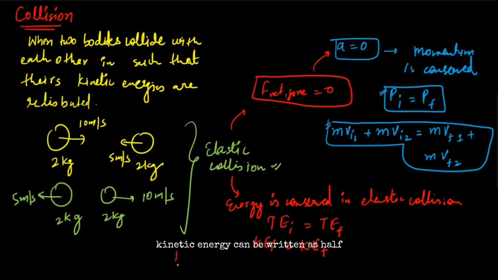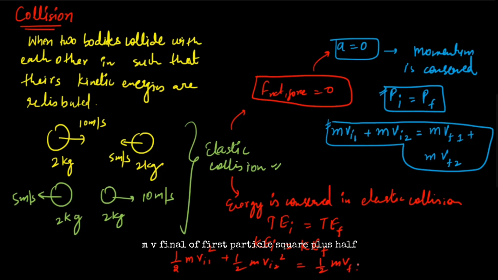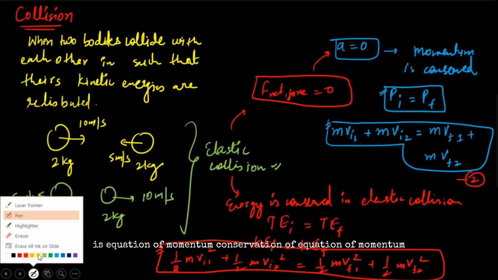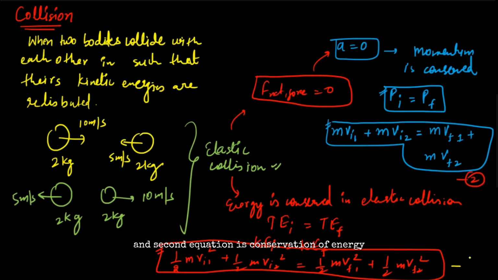So initial kinetic energy can be written as half m v initial of the first particle squared plus half m v initial of the second particle squared. This must be equal to half m v final of the first particle squared plus half m v final of the second particle squared. So this is another equation which we might be using to solve problems. From this particular type of collision, we got two equations. The first is the equation of conservation of momentum, and the second is conservation of energy, which is specifically kinetic energy.